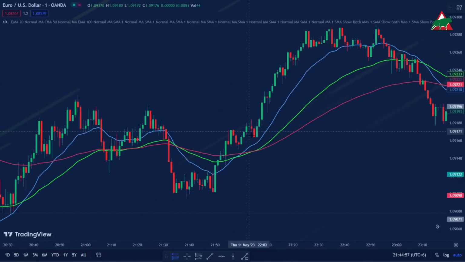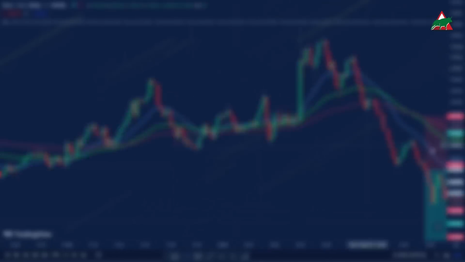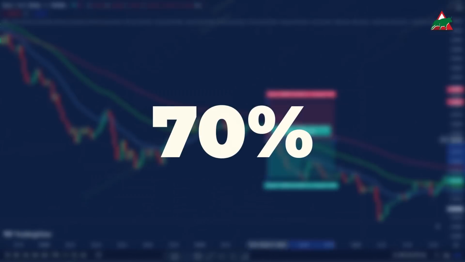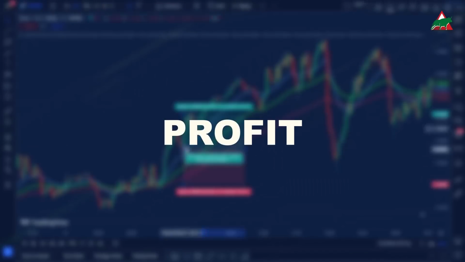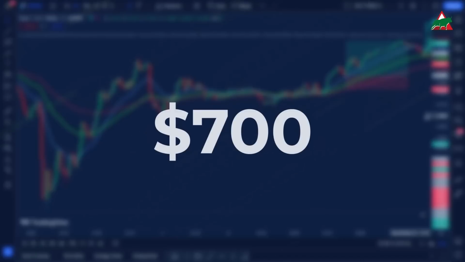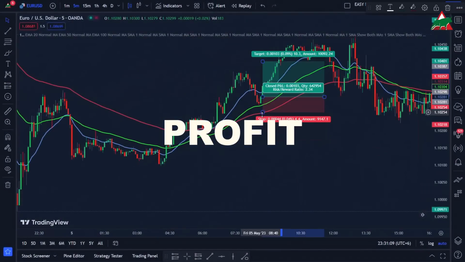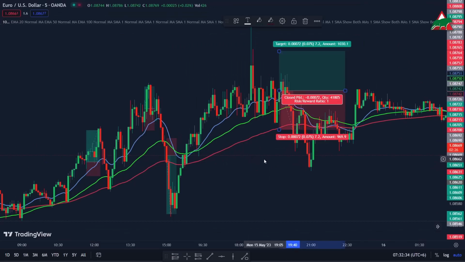The most won in a row was 5, and the most lost in a row was 3. The gain on the account was 70%, and that's risking 1% per trade. That means if you had a $1,000 account, you could gain at least $700 in profit using only one currency pair. The good thing about this strategy is that you only have to risk 1% on each trade.